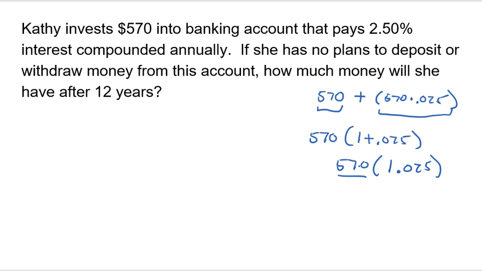We're multiplying by 1 because she's keeping the $570. No one's taking that money away from her. We're going to give an extra 2.5% on top of that. So hopefully you understand that, right? That hopefully makes a lot of sense.